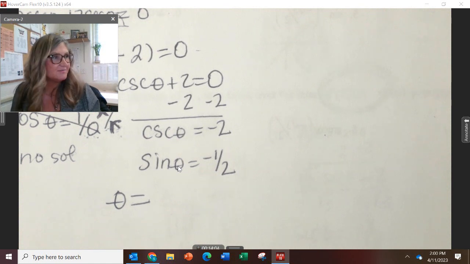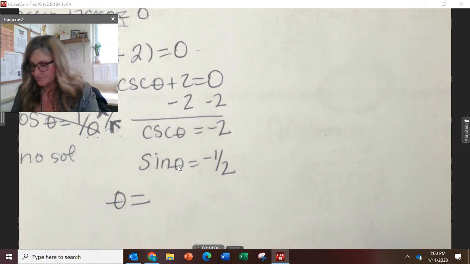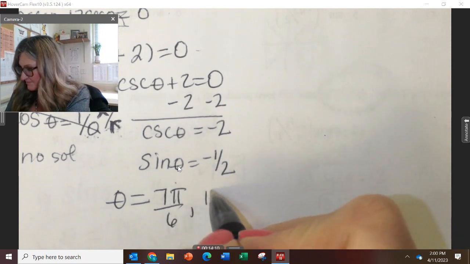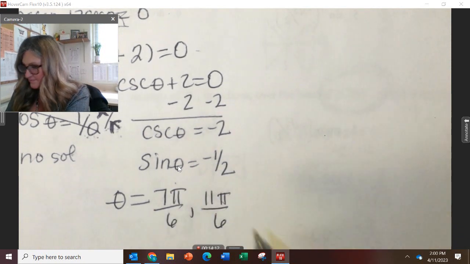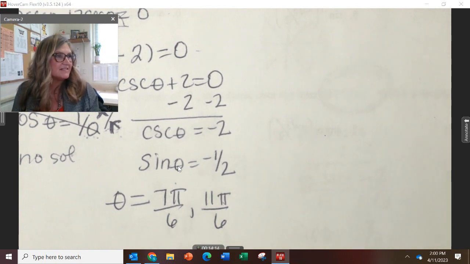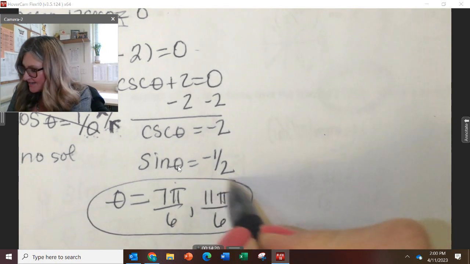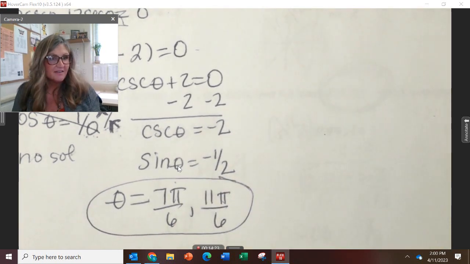Allie, do you think you know it? 11 pi over 6 and 7 pi over 6. Anybody want to second that, or do we disagree? Good. We have a lot of seconds and thirds. That is correct. Very good. If you had 210 degrees and 330 degrees, you are in degrees and not radians, and you need to convert.